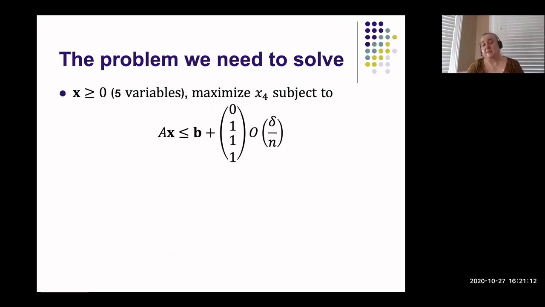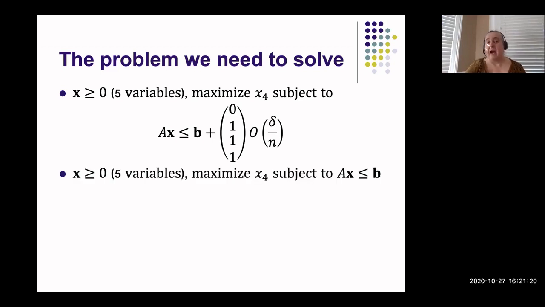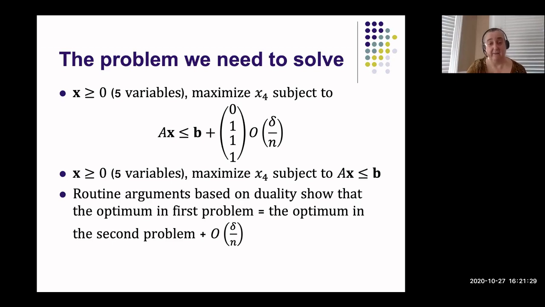So we have this problem. I have 5 variables, maximize x4 subject to this type of condition. If I didn't have that big O delta over n term, then I would have a nice linear programming problem I know how to solve. Routine arguments based on duality show that the optimum in the first problem is the optimum in the second problem plus big O delta over n, which means that it's still enough to show the second problem. You flip out your favorite linear programming solver and you get the constant that I told you earlier.